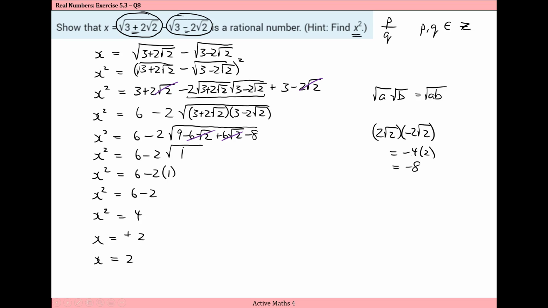Our job was to show that it's a rational number. We found out that x equals 2. So x equals 2 can be written as 2 over 1. 2 and 1 are integers, and so we've shown that x is indeed a rational number.